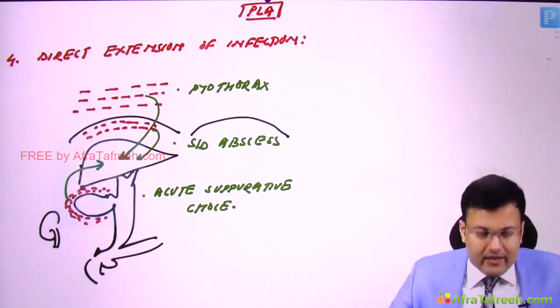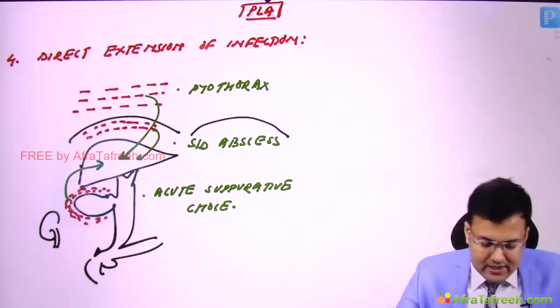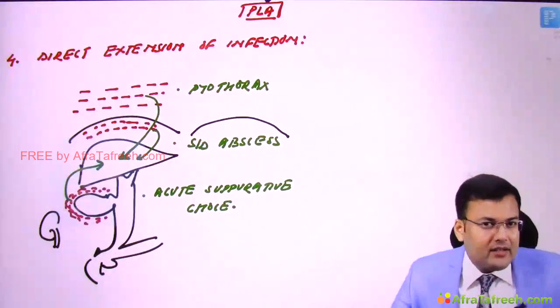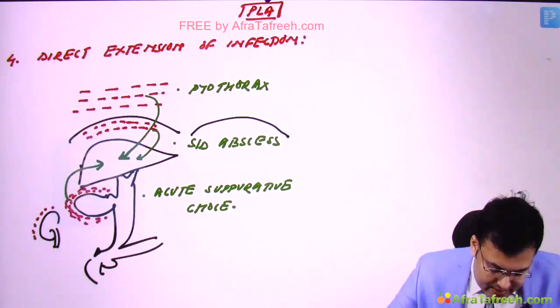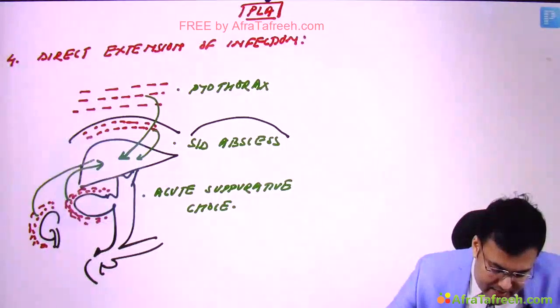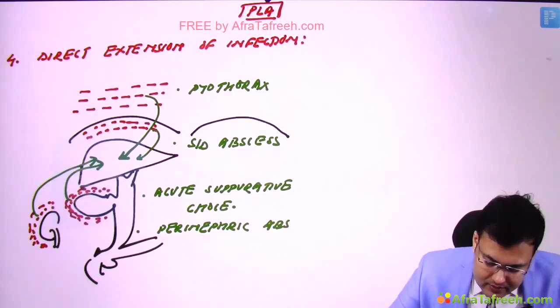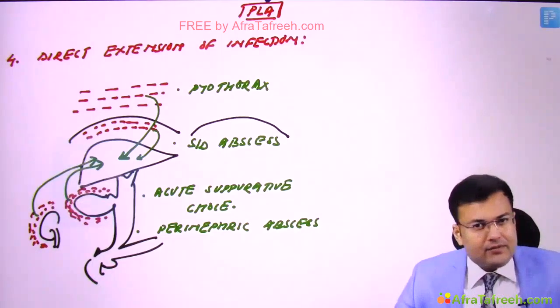Clear? And some part of the kidney is in indirect relation with the liver. So whenever there is pus collection around the kidney, this is known as perinephric abscess. Even in patients having perinephric abscess, there can be direct extension to the liver. So there can be direct extension of infection from these four conditions.